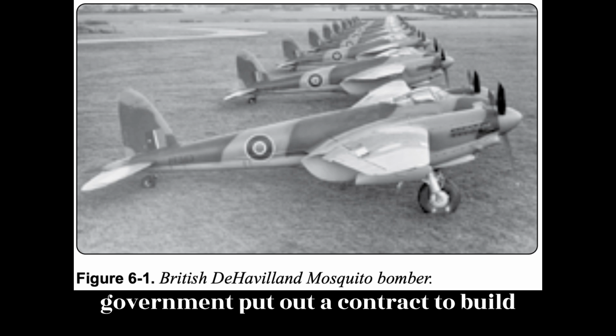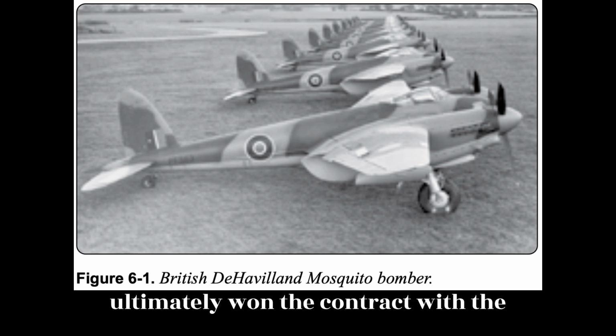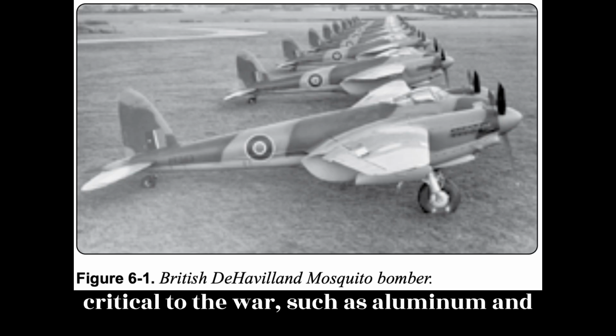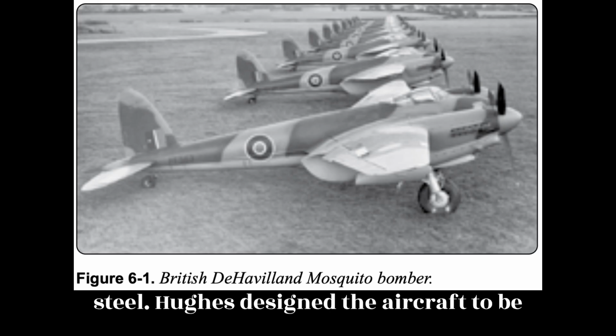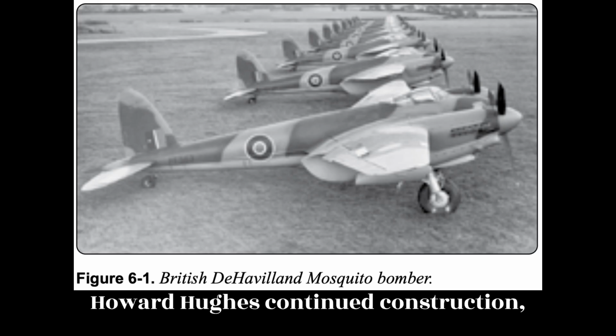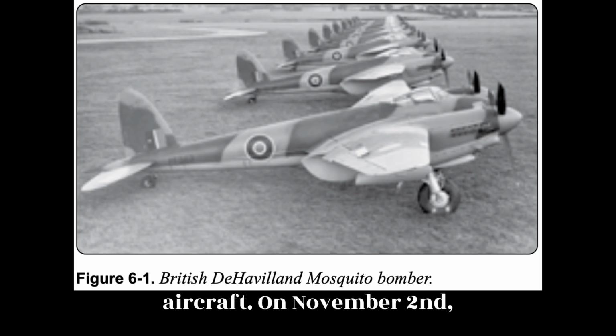During the early part of World War II, the U.S. government put out a contract to build 3 flying boats. Hughes Aircraft ultimately won the contract with the mandate to use only materials not critical to the war, such as aluminum and steel. Hughes designed the aircraft to be constructed out of wood.